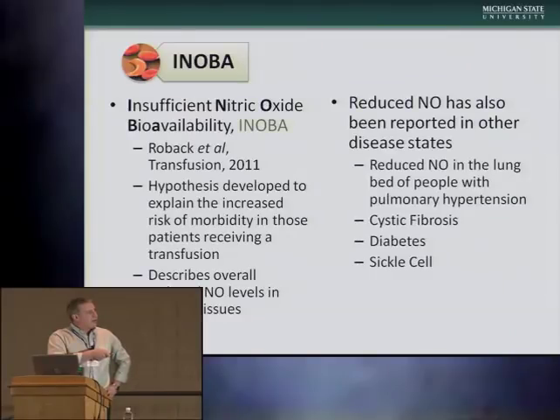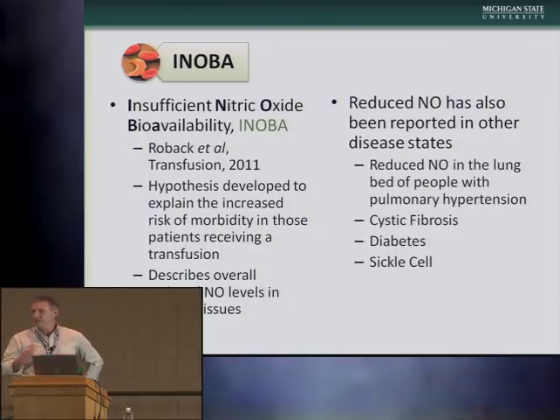Okay. And again, as I mentioned, reduced nitric oxide levels have been reported in various disease states. Randy Sprague's group at St. Louis University has shown that people that have primary pulmonary hypertension, or basically hypertension in the lung bed, have reduced amounts of NO in the lung. Coinciding with that, patients that have cystic fibrosis have also been shown to have low nitric oxide bioavailability.